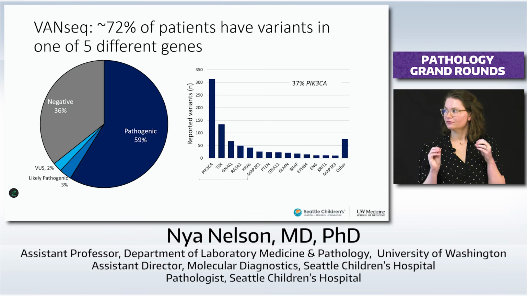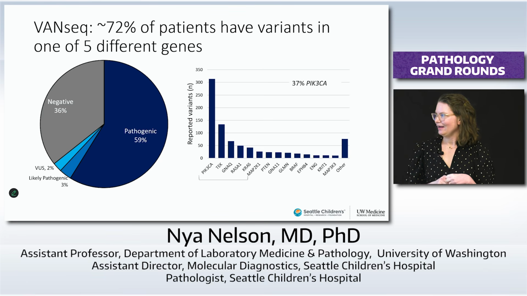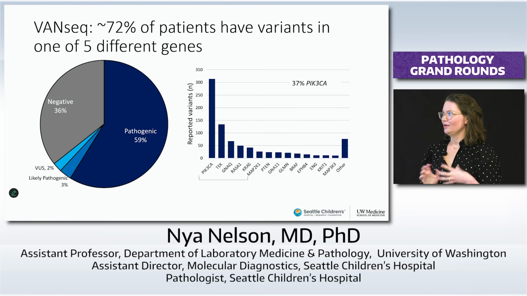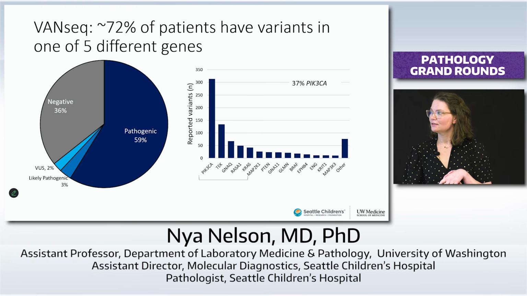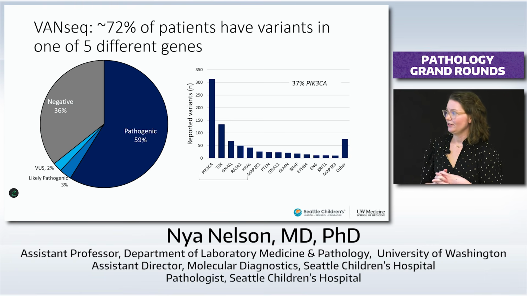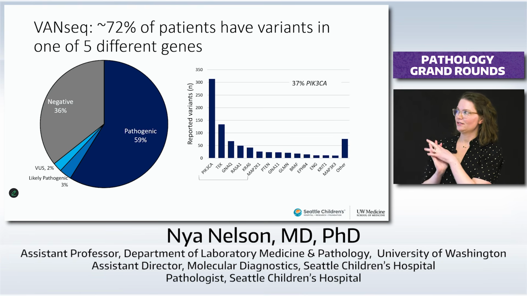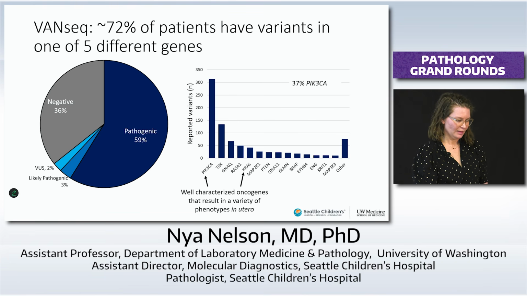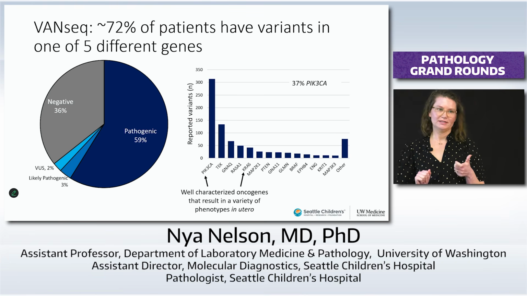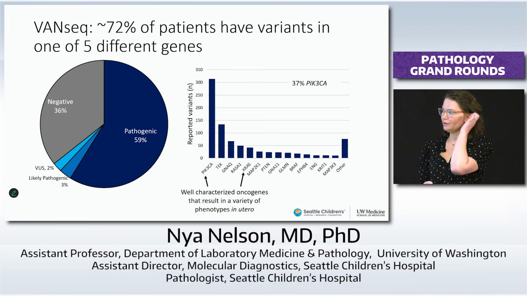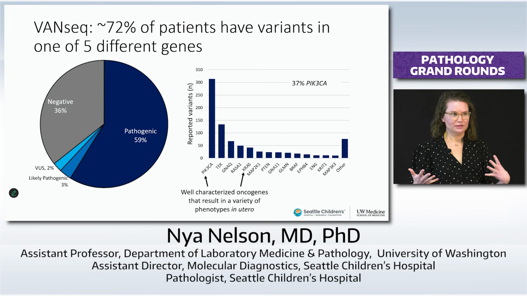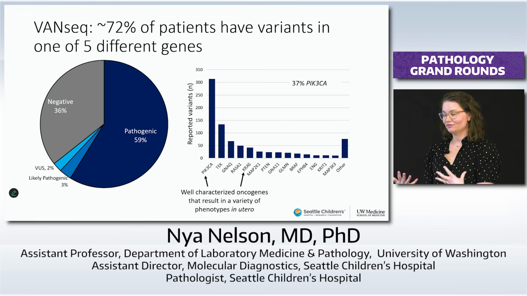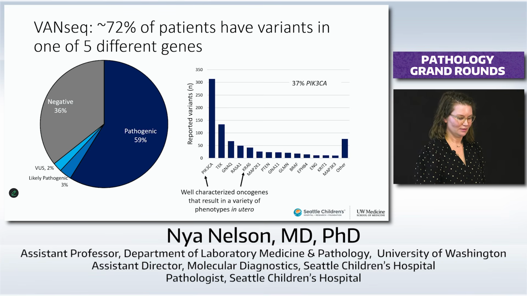This graph here depicts the different genes that we've reported variants in. And as I mentioned, PIK3CA is by far the most common. And that gene alone accounts for about 37% of our patients. But there's a variety of other genes that we find variants in as well. And these top 5 genes here account for almost 3/4 of patients. And amongst those top 5 genes, I think PIK3CA and KRAS really both stand out because they're both well-characterized oncogenes that I think we all know very well from the cancer realm, but they can result in a variety of different phenotypes when they're instead mutated in utero.